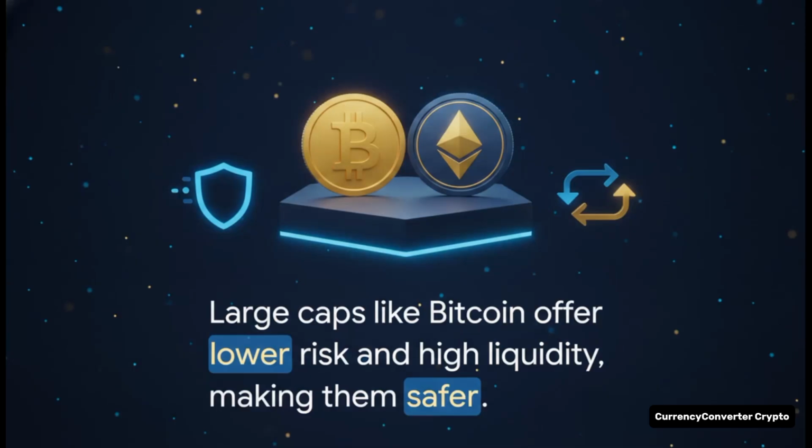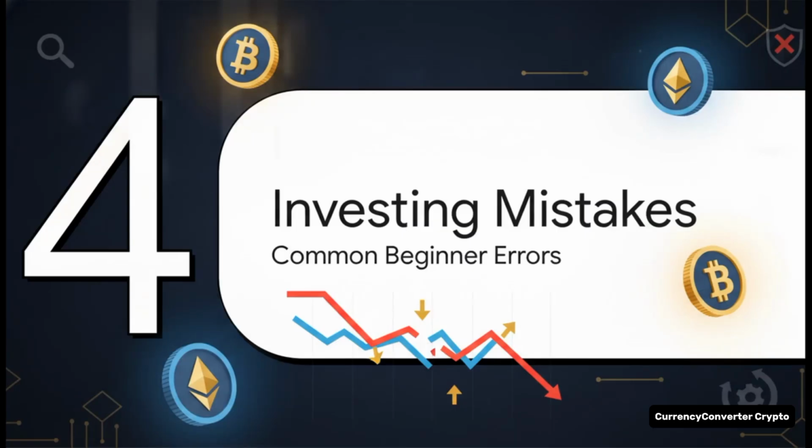Now, for anyone just starting out, large caps like Bitcoin and Ethereum should be your foundation. They absolutely dominate the market, have strong fundamentals, and boast high liquidity, meaning it's easy to buy and sell them whenever you want. I know human nature makes us want to chase those massive 100x returns in the small cap tier, but beginners are generally way safer sticking to these established titans. They are far less likely to be completely wiped out by a sudden market crash compared to those unproven smaller coins.